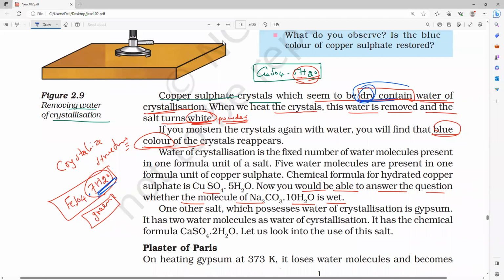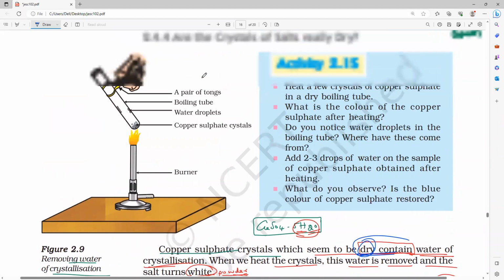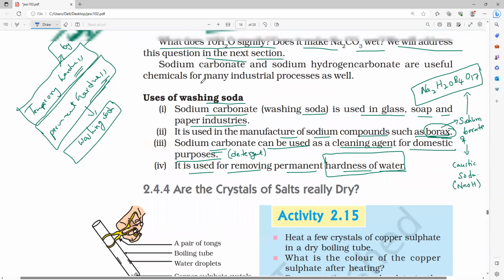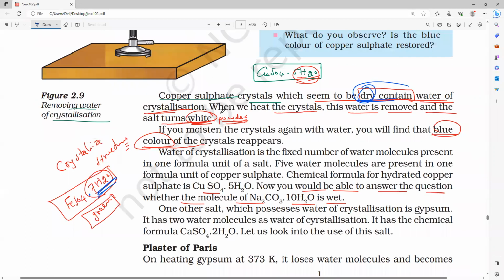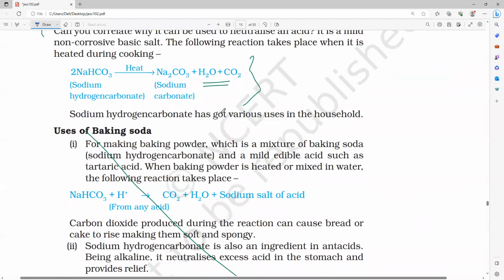Of course, we'll discuss that also in tomorrow's class, everything, and we'll go to the next compound, plaster of Paris. So till here, whatever we studied, except the uses of baking soda, please revise, and then we'll continue.